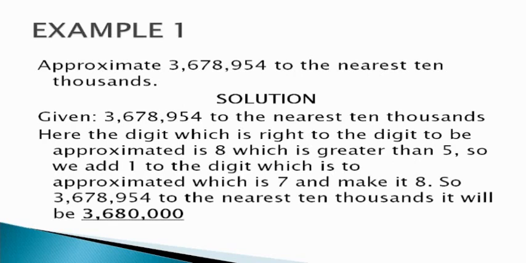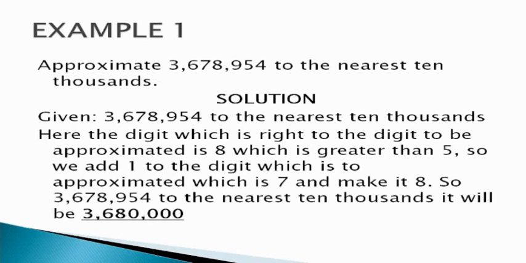The example number 1, the question is: approximate 3,678,954 to the nearest 10,000. So we are required to approximate this number to the nearest 10,000. We are given that number, so we need to approximate it to the nearest 10,000. So what are we supposed to do?